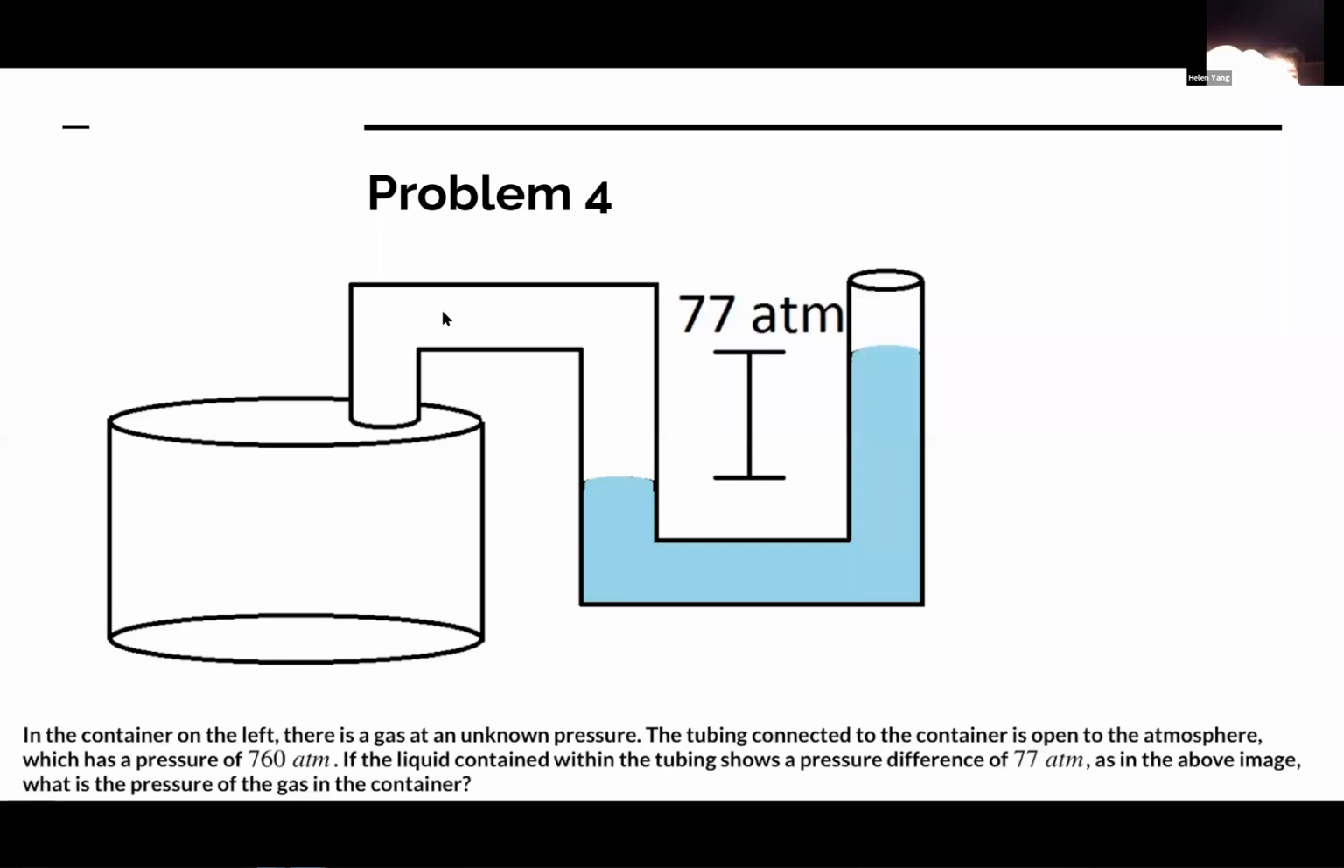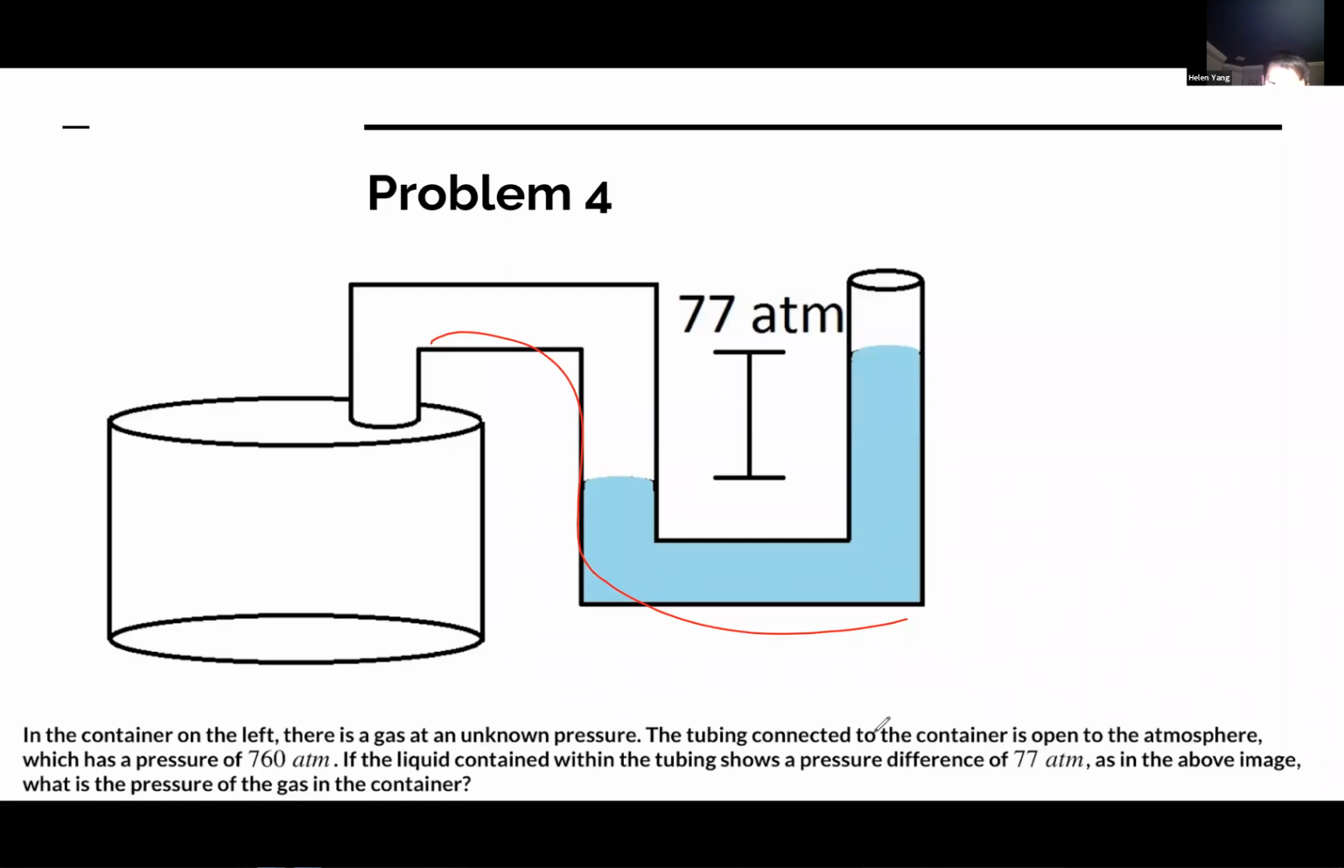Okay, so the question looks difficult, but it says the tubing in the container on the left has a gas at an unknown pressure. The tubing connected to the container is open to the atmosphere, which has a pressure of 760 atm, so like this area around. If the liquid contained within the tube shows a pressure difference of 77 atm, as in the above image, what is the pressure of the gas container?